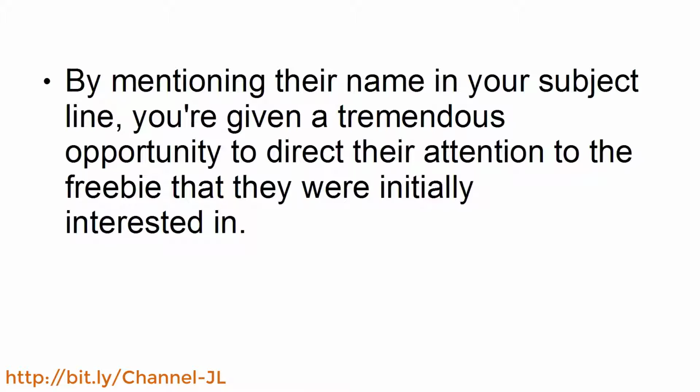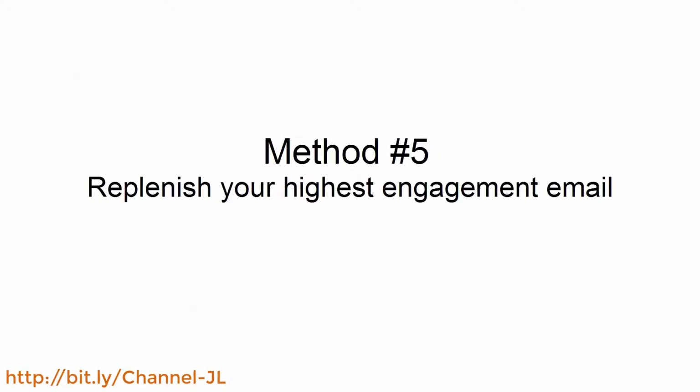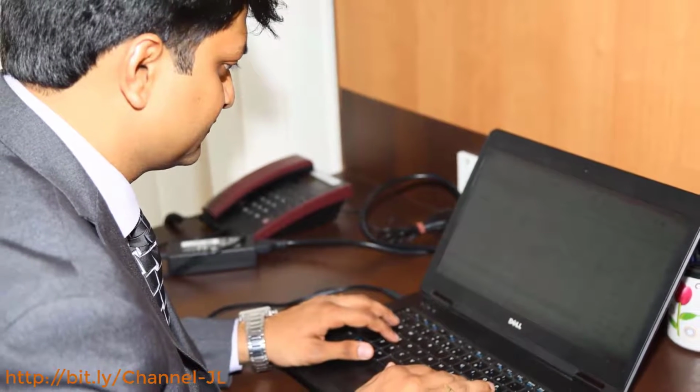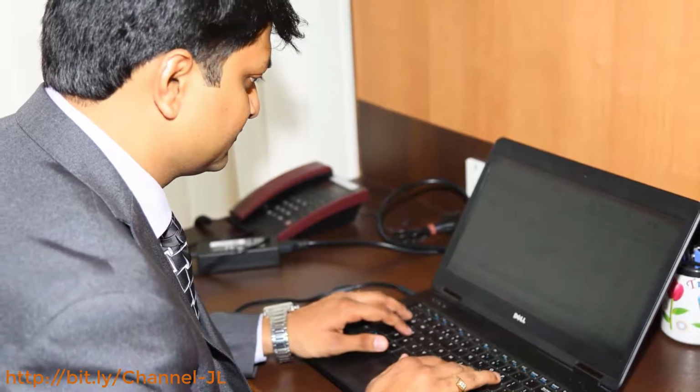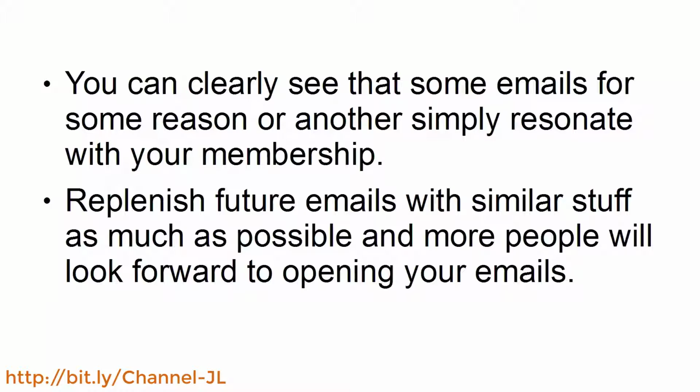By mentioning their name in your subject line, you're giving a tremendous opportunity to direct their attention to the freebie that they were initially interested in. This can revive interest in your list and boost your overall open rates. Method number 5. Replenish your highest engagement email. By just looking at the track record of your list and paying attention to the overall open rates, as well as click-through rates, a certain pattern should emerge. You can clearly see that some emails, for some reason or another, simply resonate with your membership. Replenish future emails with similar stuff as much as possible, and more people will look forward to opening your emails.